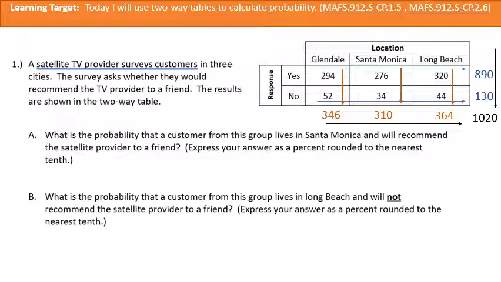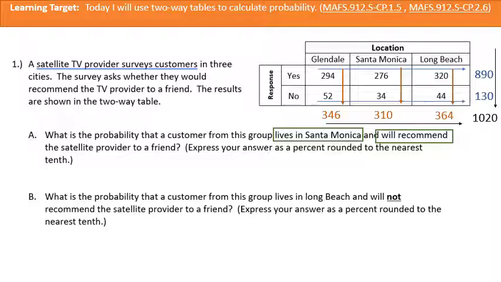Okay, so what is the probability that a customer from this group lives in Santa Monica and will recommend the satellite provider to a friend? All right, so let's remember what probability is. Oh, I'm sorry. There's two things we need to know here. They lived in Santa Monica. All right, so let's think about, in our two-way table, where are we going to be? We're going to be in the Santa Monica column, and they will recommend the satellite provider to a friend.